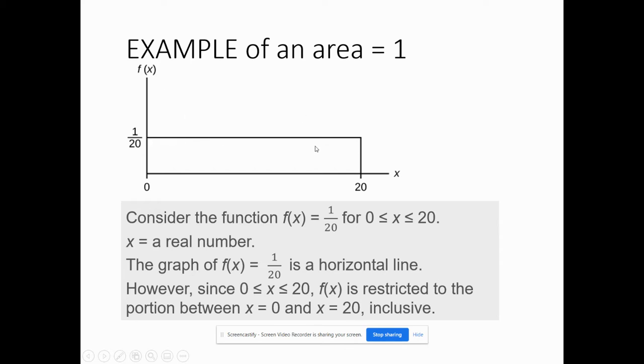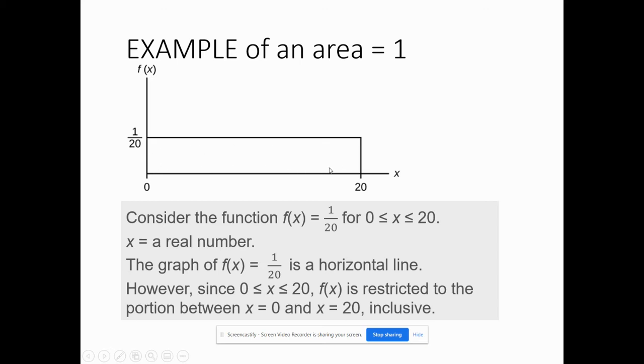It's uniform. So I'm going to consider the function f of x is 1 over 20 for 0 less than or equal to x less than or equal to 20. The 1 over 20 is here, it was given to me, and 0 to 20 is here along the x-axis. So x is a real number, and the graph of f of x is 1 over 20, a horizontal line, and you can see that because this is a horizontal line. It's uniform.